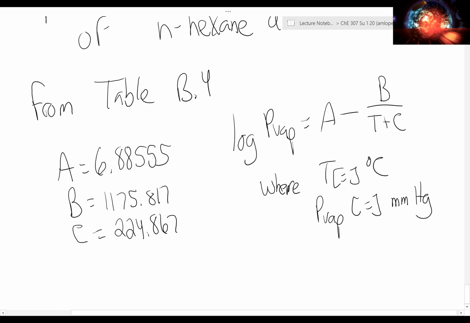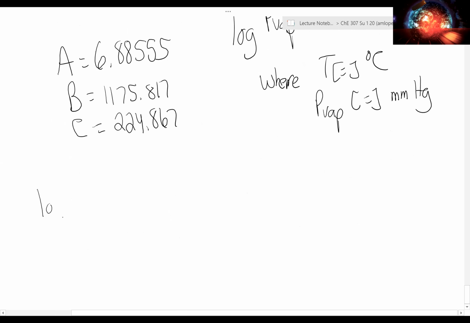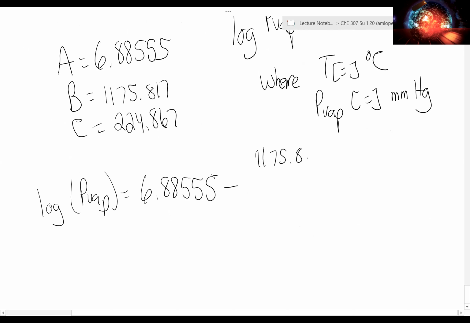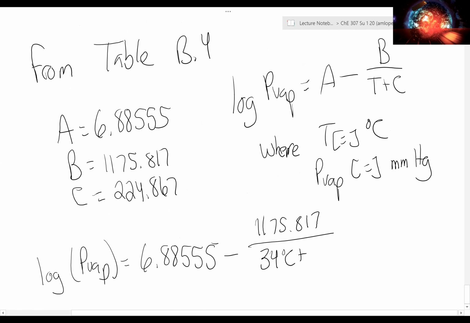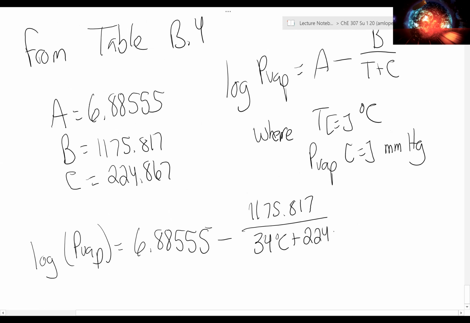So I'm looking at 34 degrees C. So log of P vap equals 6.88555 minus 1175.817 over 34 degrees Celsius plus 224.867.